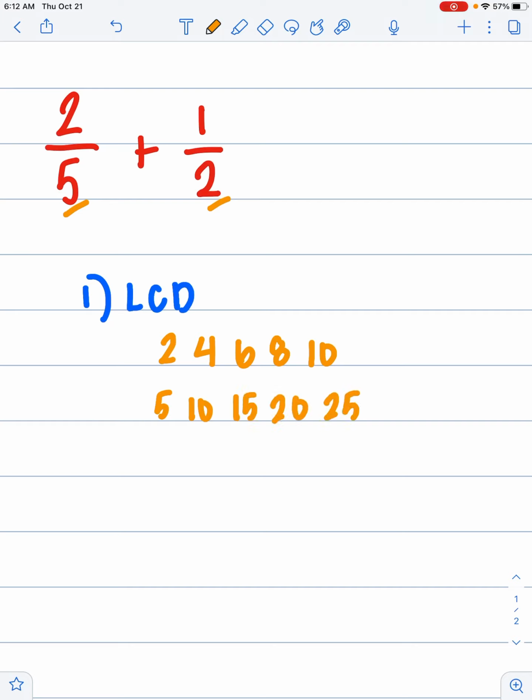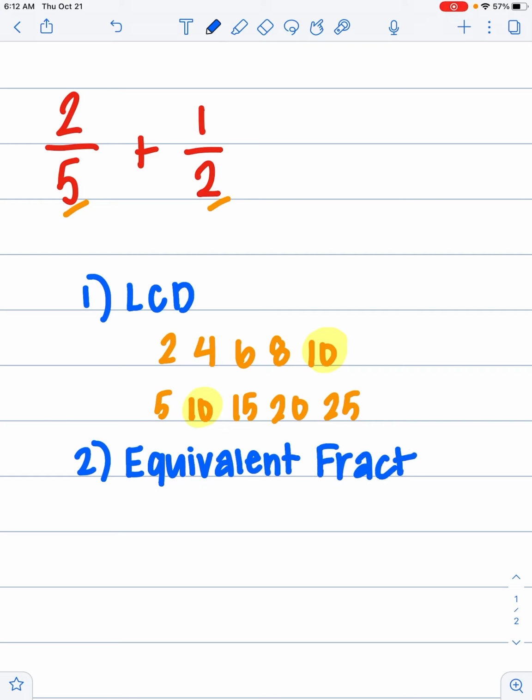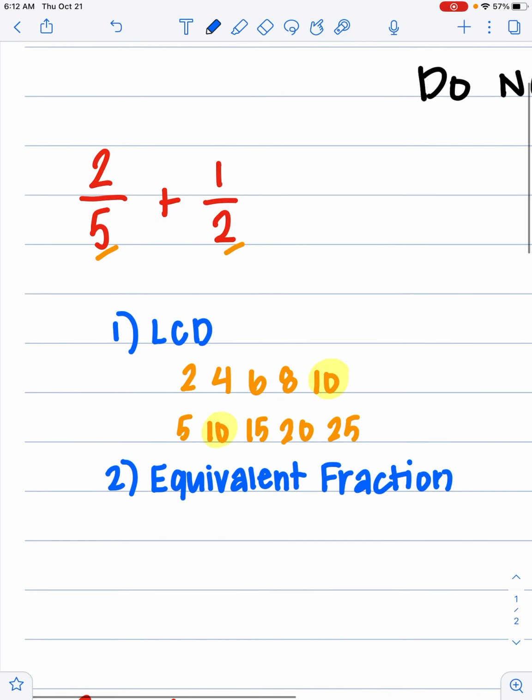Now from this list, I can see that I have a least common multiple of 10, but if I didn't find one, I would have had to keep going to make a longer list. Once I find the least common denominator, I want to find my equivalent fractions. And I find my equivalent fractions by asking myself, 2 over 5 is equal to what over 10? And 1 over 2 is equal to what over 10? So here's how we'll set it up. And this is a lot like what we've practiced with equivalent ratios.